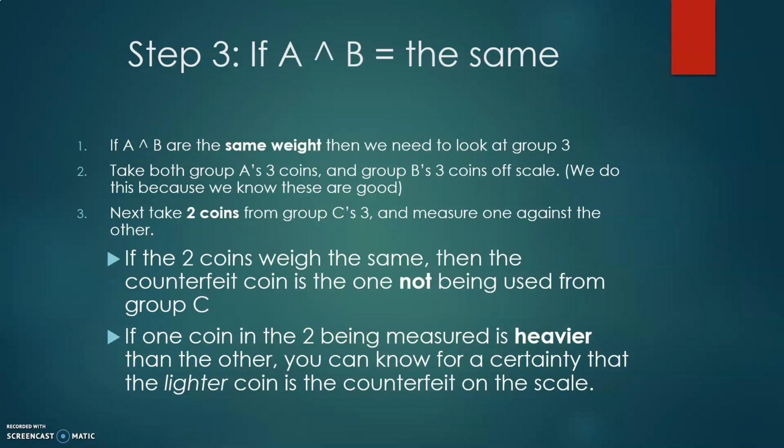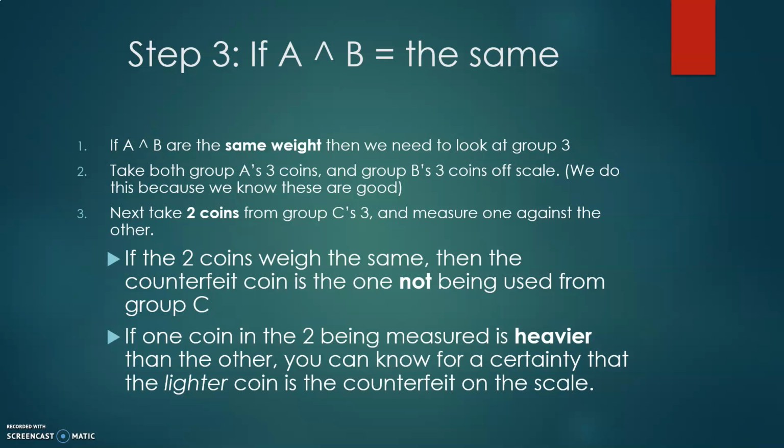So we take Group A's 3 coins off and Group B's 3 coins off of both sides, because we know that they're completely fine. So to find the light coin from Group C, we only have one more chance to use the scale. We use 1 coin on both sides. So instead of using all 3, we're just putting 1 coin on one side and 1 coin on the other side, from Group C. If the 2 coins weigh the exact same, then the counterfeit coin is the one not being used from Group C, the one that we left off to the side.